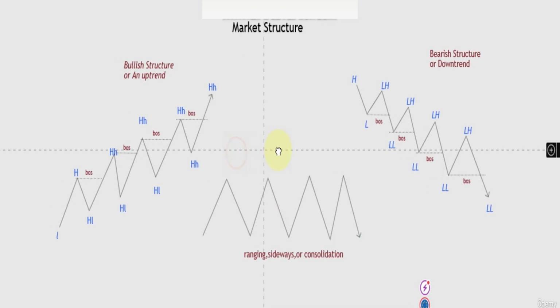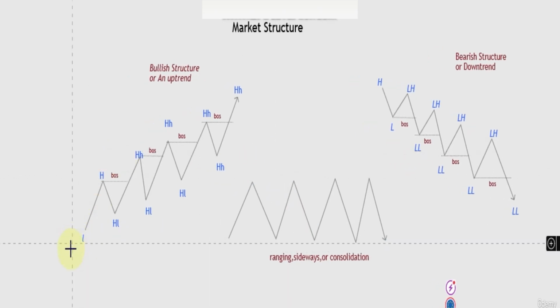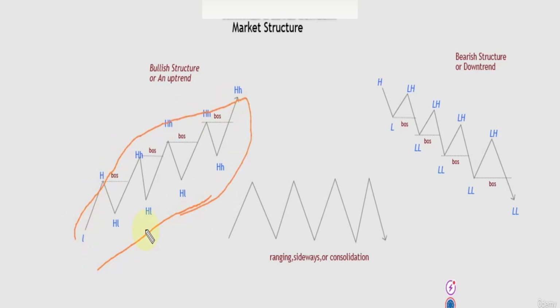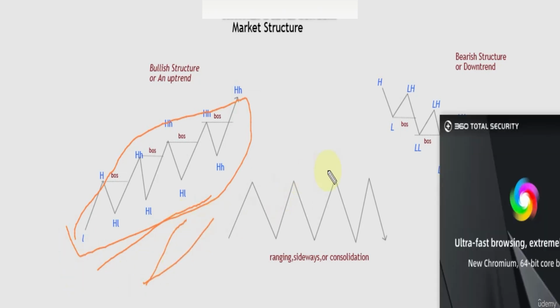So now, how does market structure look like? Look at this. If the market is going up in a bullish trend, the market does not just go in a straight line like this. The market moves exactly like this structure we've seen here. Not in a straight line, because if the market moves in a straight line, then it will be untradable.